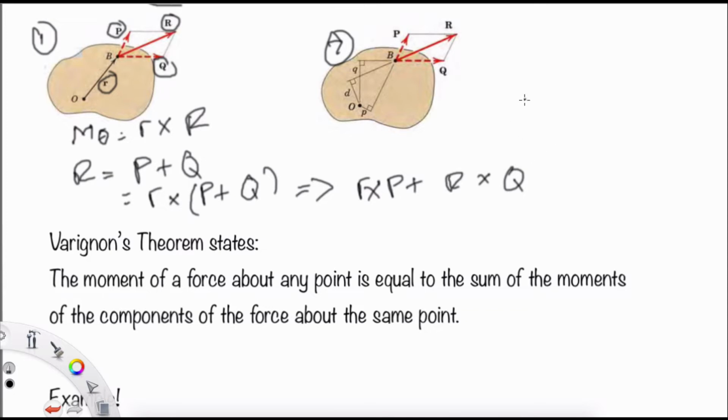So if we want to make this like this one, we can make it to be the M at the O point. It will be R times D, right? Where R is the resultant of P and Q. That is the meaning: the moment of R about the O here is equal to the sum of the moments about O of the components P and Q, because it's the vector component.